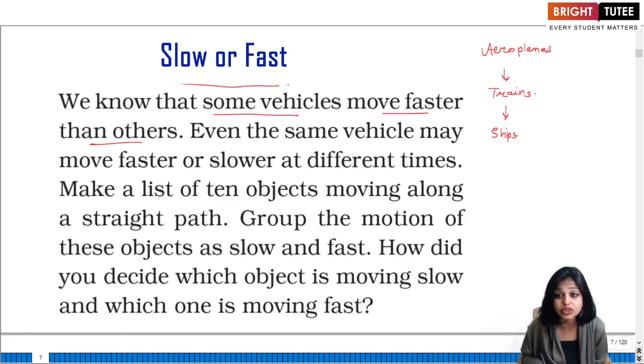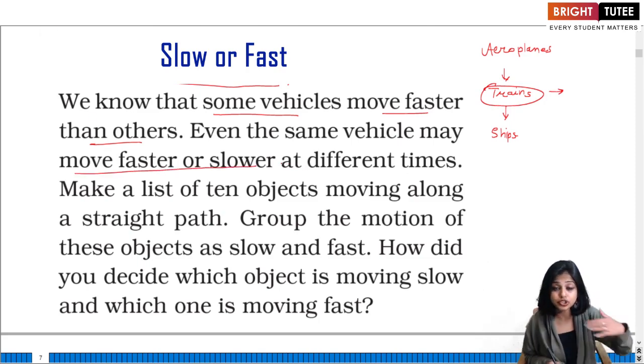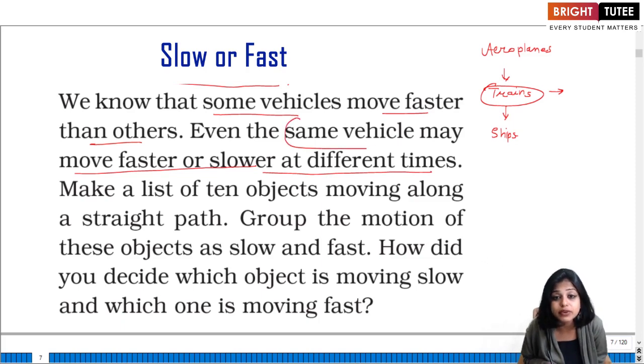Even the same vehicle, talking about a train, is not meant to go at the same speed or the same pace. It moves faster or slower at different times. Let's say when it has to reach a destination sooner, it will go faster. But when the train is reaching the destination station, it will go slower because eventually it has to stop. So not just different vehicles, but even the same vehicle can have a different pace of motion at different times.